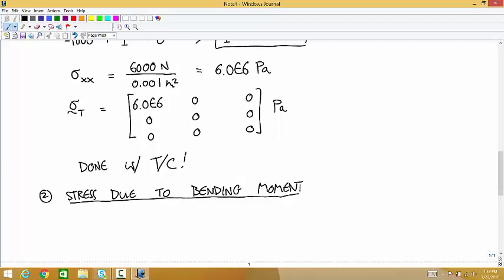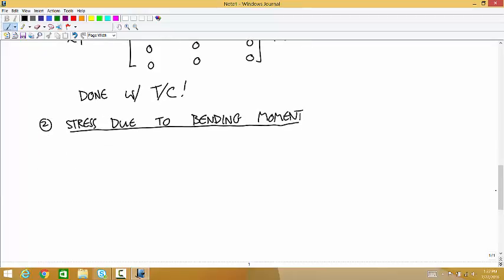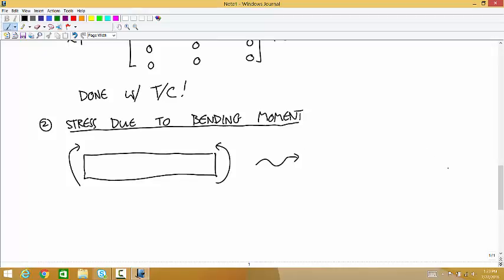And the idea of how this works is the following thing. If you take a beam, let me draw it a little thicker just to illustrate this, and you put a torque on it like this, it's going to bend into a curved shape.